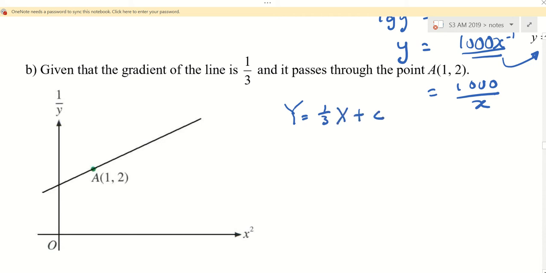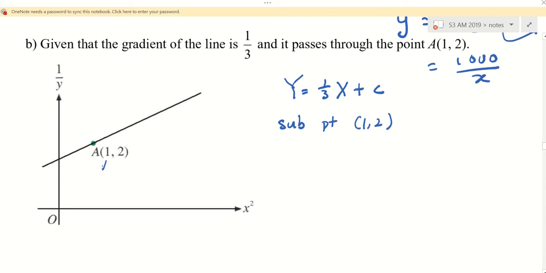Okay, so I want to find the x-intercept, right? Zahira, how do I find the x-intercept? Sub in the point. So sub in the point. 1, 2. Now, this is your big X, this is your big Y. You must remember that. No longer the small x, small y.